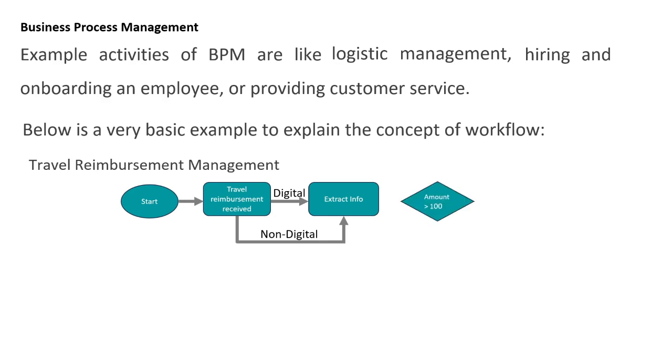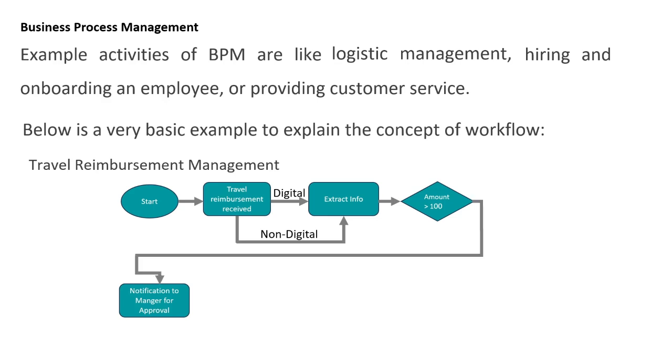Then we'll check if the extracted information, that is the amount, is greater than the amount which is reimbursed in the process of the organization. Let's take it as 100: if it's greater than 100, the reimbursement should be done. So once they have seen that the extracted amount is greater than 100, the manager should be notified for approval. Now the manager decides whether this travel happened or not, and whether it comes within the scope of the project or not. Based on his guidelines, he will either accept it or reject it.